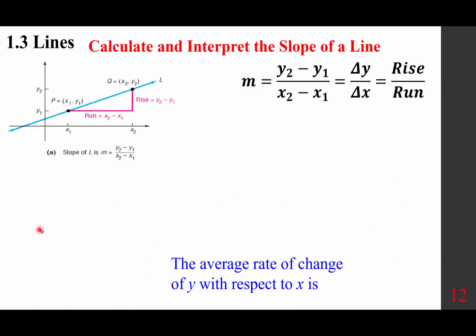The slope, as you recall, is known as rise over run, delta y over delta x, or y sub 2 minus y sub 1 over x sub 2 minus x sub 1. So here's the change in y, known as the rise, y sub 2 minus y sub 1, as you go from one point to the next, as you go from P to Q. And here's the run, or change in x. So that's the definition of a slope.